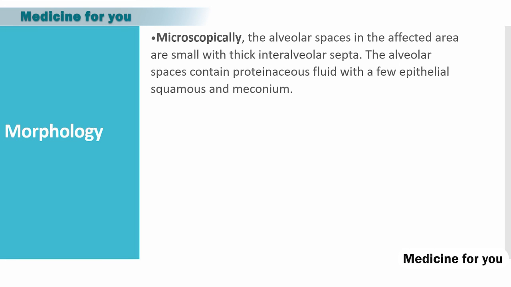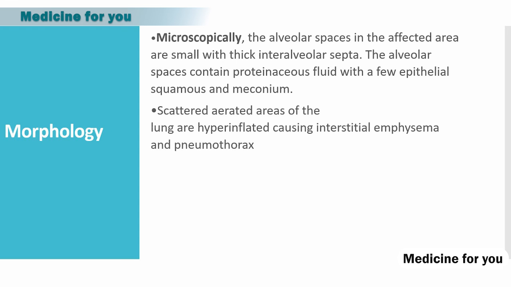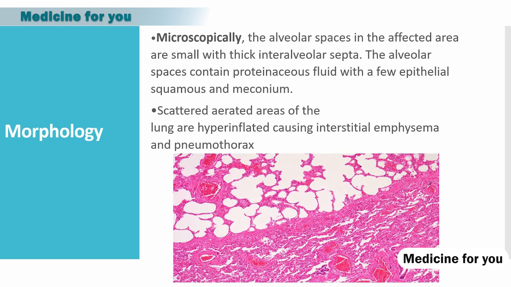Microscopically, the alveolar spaces in the affected area are small with thick interalveolar septa. The alveolar spaces contain proteinaceous fluid with a few epithelial squamous cells and meconium. Scattered aerated areas of the lung are hyperinflated, causing interstitial emphysema and pneumothorax.